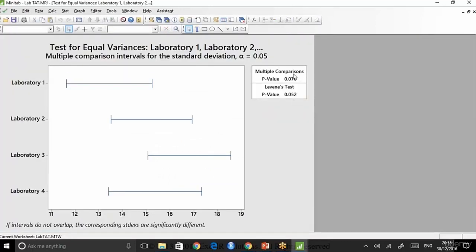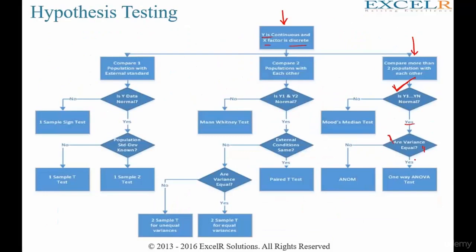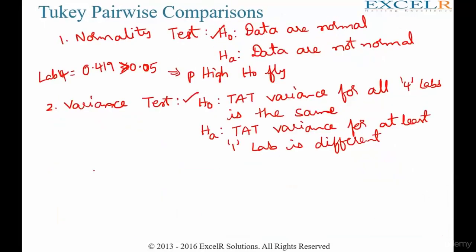We'll go with multiple comparisons, and we know why we will not look at Levene's test. If you look at multiple comparisons, the p-value is greater than 0.05. P high, null fly. That means you fail to reject the null hypothesis. So turnaround time variance for all 4 laboratories is the same. What do I do if variances are equal? If the answer is yes, we need to perform the one-way ANOVA test. So let us write down that also.